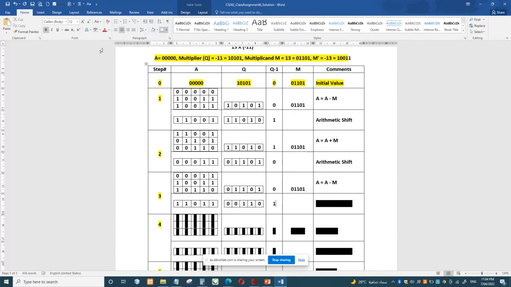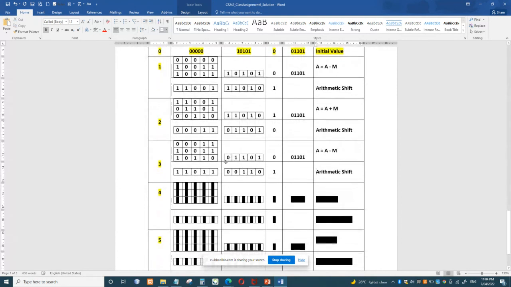Now how to do the arithmetic right shift? This 1 will remain here as 1, and this 1 will be shifted here, and each of the remaining bits will be shifted one position to the right in turn. So we have done the arithmetic right shift.